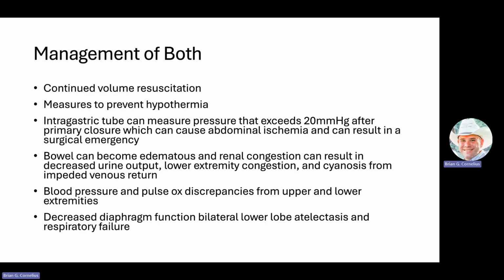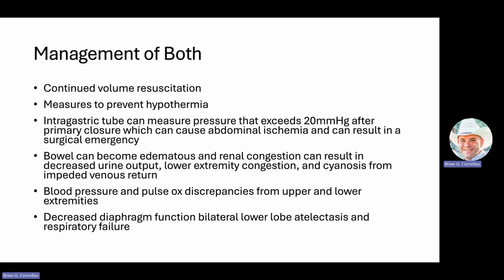So how do we manage these patients? Volume loss is a big problem for both these patients. So adequate fluid resuscitation, temperature management to reduce the incidence of hypothermia. You can put an intragastric tube in, and you'll see that a lot of times we will measure that pressure, because as you start putting the intestines back into the abdomen, if you have increased pressure, they can have abdominal compartment syndrome, just like a burn patient or a trauma patient or anybody else. So if you have increased pressure above 20, they may have to go back and do a surgical decompression.